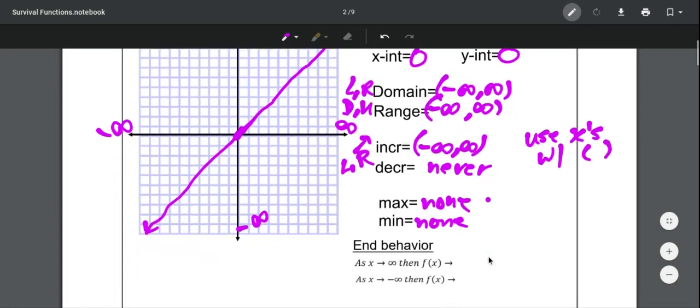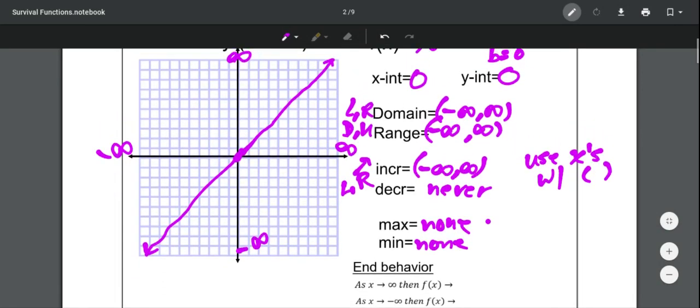Its end behavior is what does it do on the ends? Remember, that's all it's asking me. As x goes to infinity, so as x goes this way, what does y do? Well, y goes this way. Well, what is that? It goes to infinity. As x goes to negative infinity, so as x goes this way, what does y do? Well, y goes this way. Well, that's negative infinity too. Okay? And so that's all there is. All right?